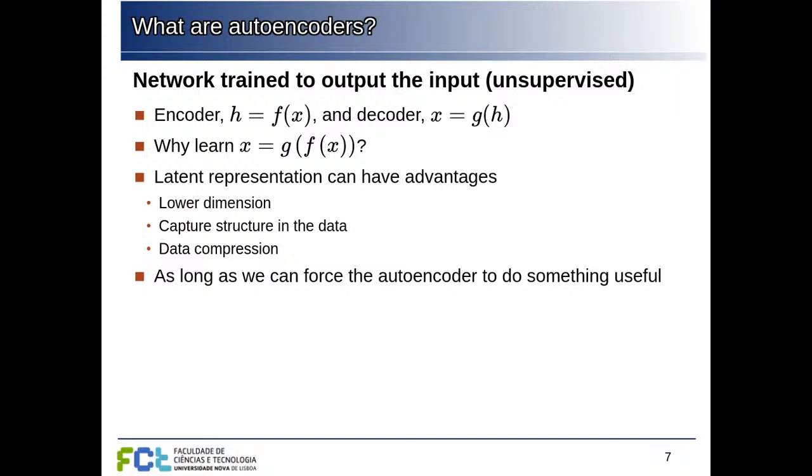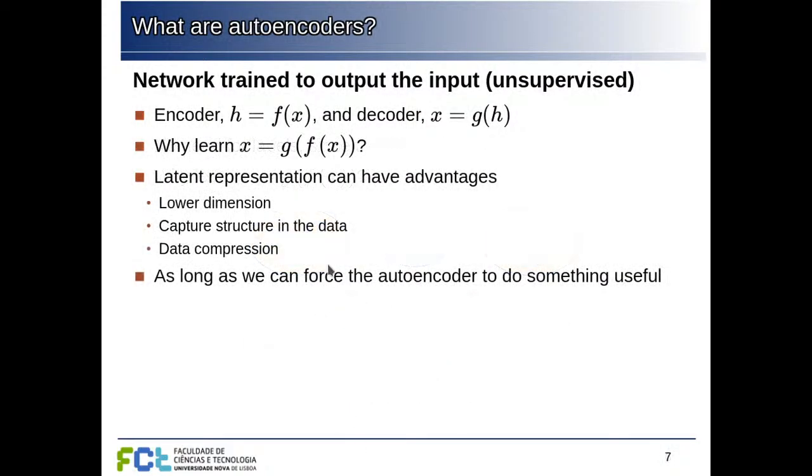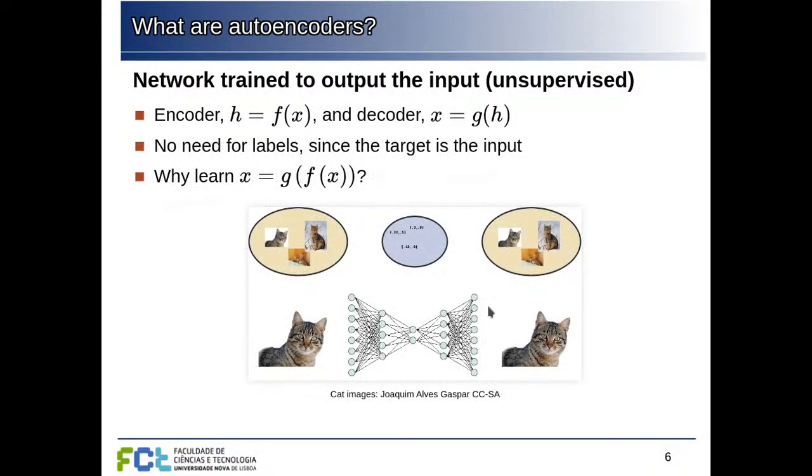And this can have advantage if you want to lower the dimensions of the data by, for example, narrowing the network into a hidden layer that has fewer neurons than the size of the input vector, or we can capture other types of structure in the data. So as long as we can force the autoencoder to do something useful and not just copy the input values into the output, we can use unsupervised learning to learn a useful transformation of the data into a better representation that extracts the more interesting features.